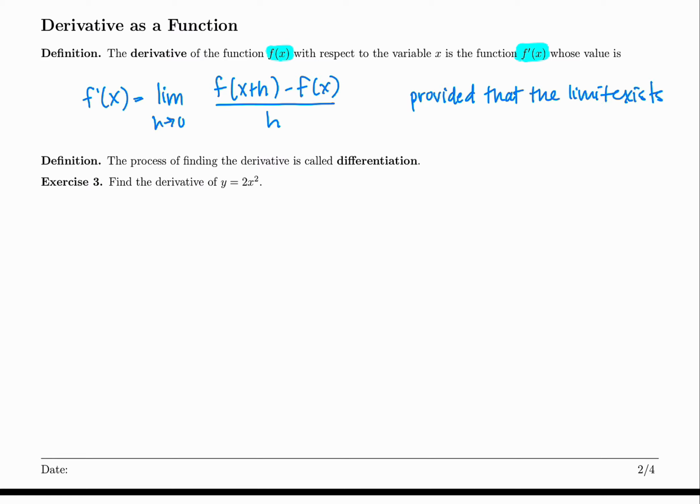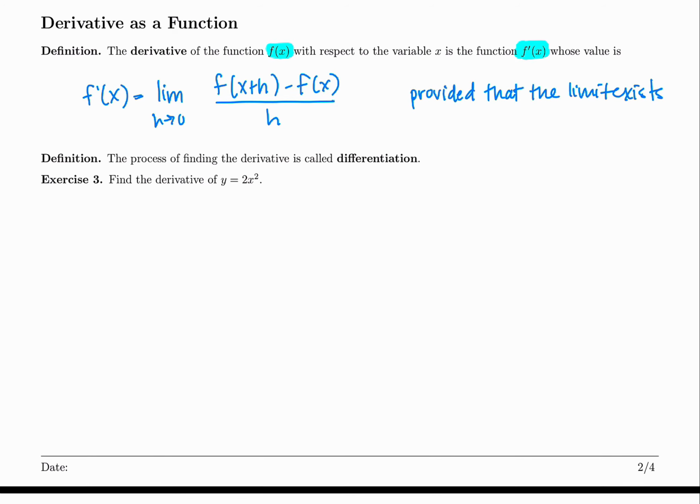Let's do some examples. Let's find the derivative of y equals 2x squared. What that is asking us to do is find the function that represents the slope of the tangent line for every point along the curve y equals 2x squared. We're going to use the definition of the derivative. So f prime of x is the limit as h approaches 0 of f of x plus h minus f of x all over h. And all I've done there is copy down the definition of the derivative.